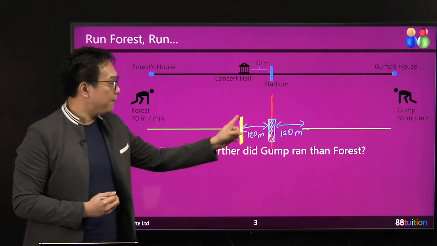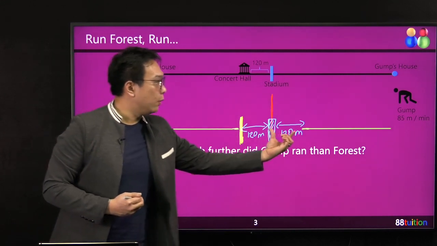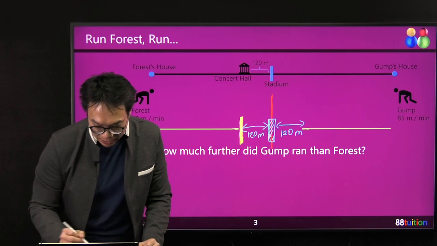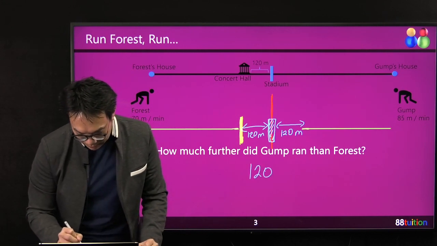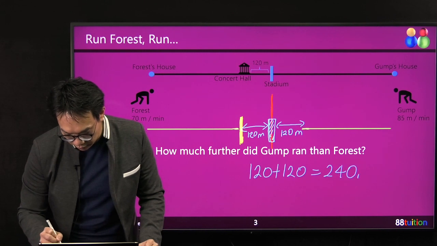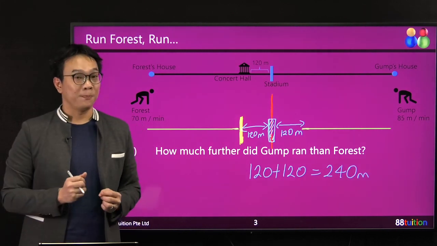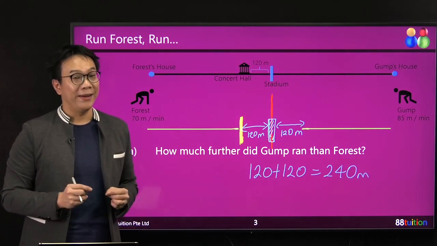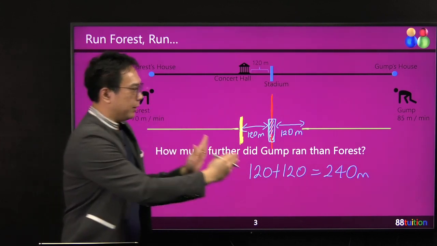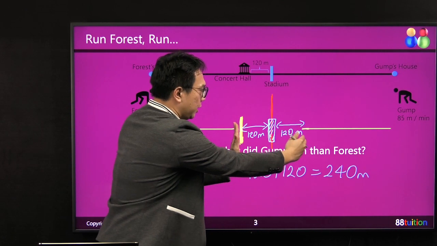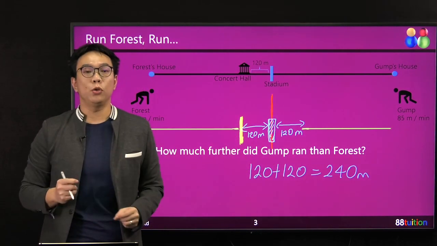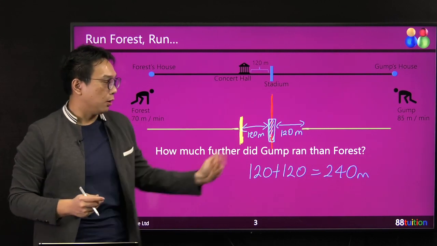So they meet here. This is the place that they meet. So our dear Gum ran an extra 120 plus 120 meters. That's the reason why the answer is 240 meters. Can you see now? Very tricky, right? So if you talk to yourself a little bit, talk about the same speed first. What will happen? They'll reach here, he had to cover around 120 and an additional 120, 2 times of 120, in order to meet at the concert hall. Does it make sense?